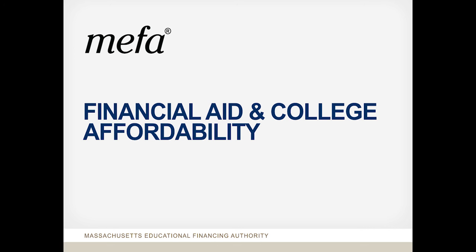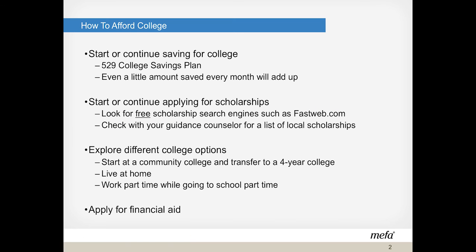Just a few starters. As you're thinking ahead to sending your son or daughter to college, there are some steps you can take now, even if you have a younger student in high school. The first thing that you can be doing is to start or continue saving for college. If you're already saving for college, great work. And if you're not yet, it's never too late to start.